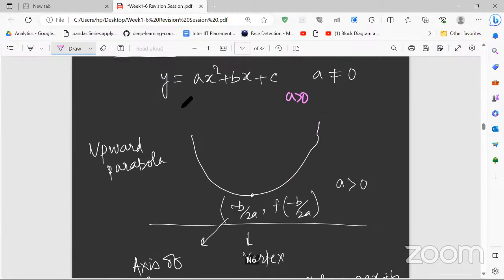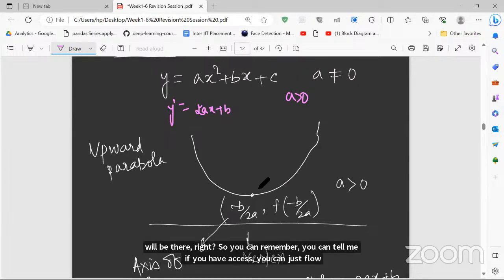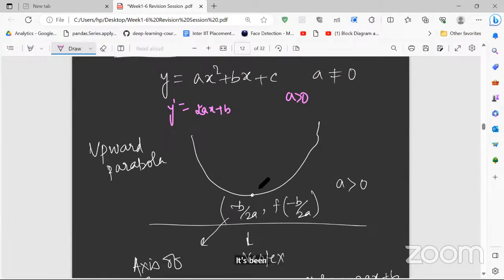If you have ax square plus bx plus c and you differentiate it, you get 2ax plus b. Okay, at minima, the slope will be what? The tangent at that point will be 0, right? Tangent being 0 means it is making 0 degrees with the x-axis.